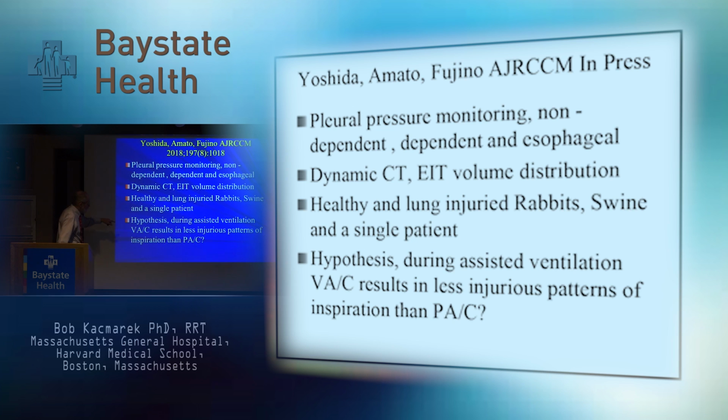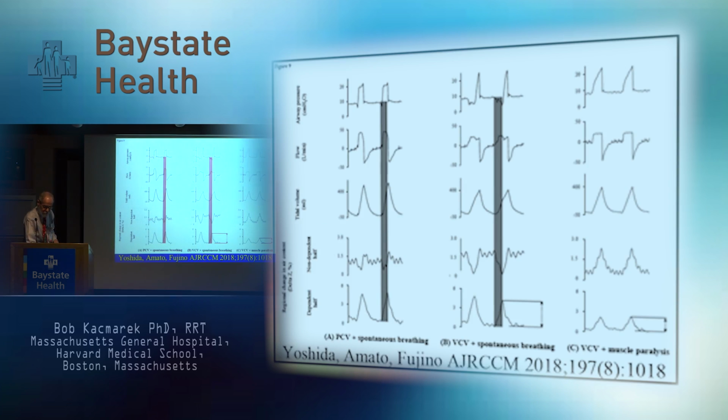What they were investigating was this hypothesis that many people had, that during assisted ventilation, volume assist control results in a less injurious pattern of inspiration than pressure assist control, because if the patient pulls, the peak pressure decreases. So you have the same transpulmonary pressure. It's just distributed in a different manner. So this is one of the graphics from that paper.